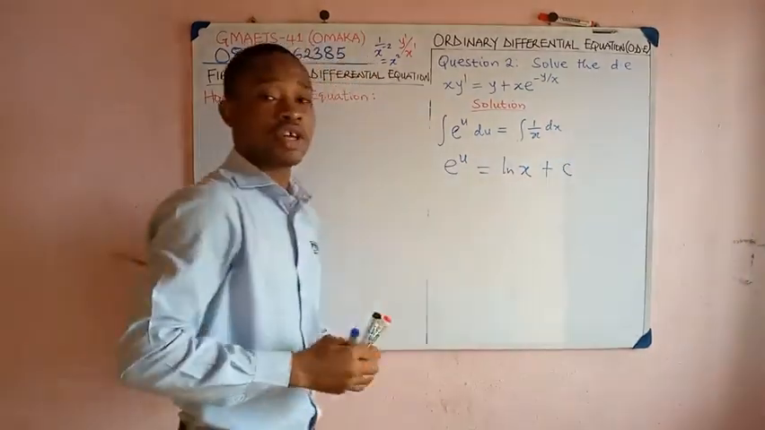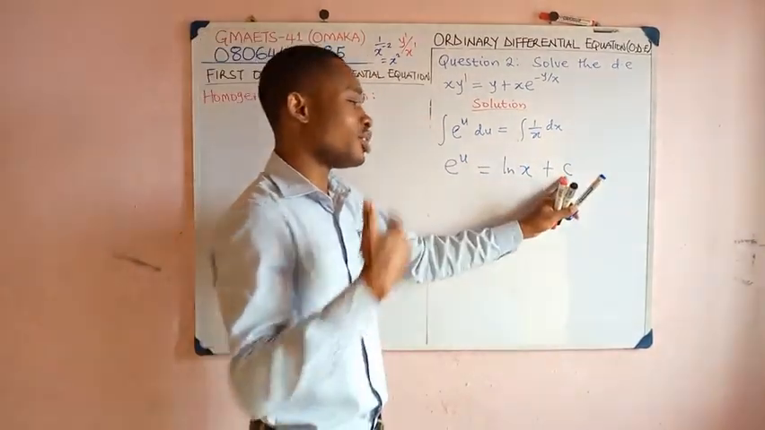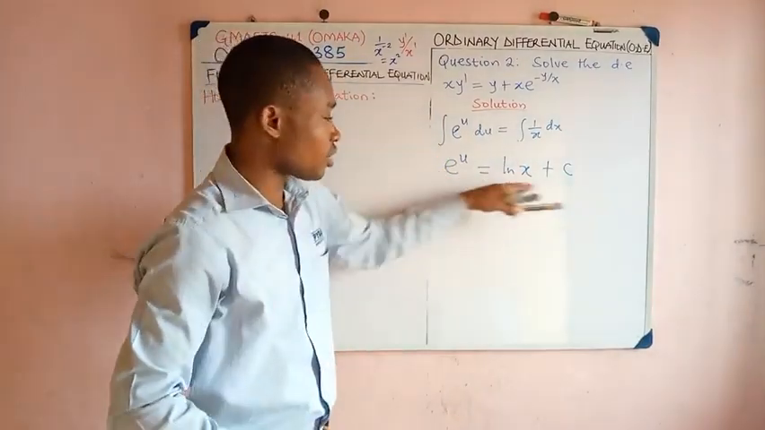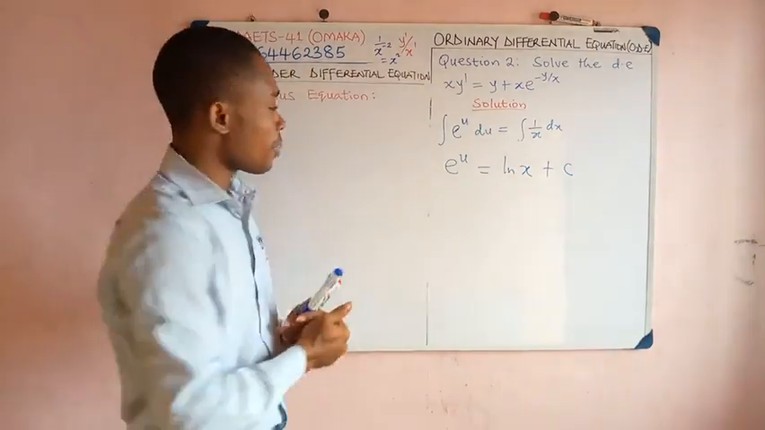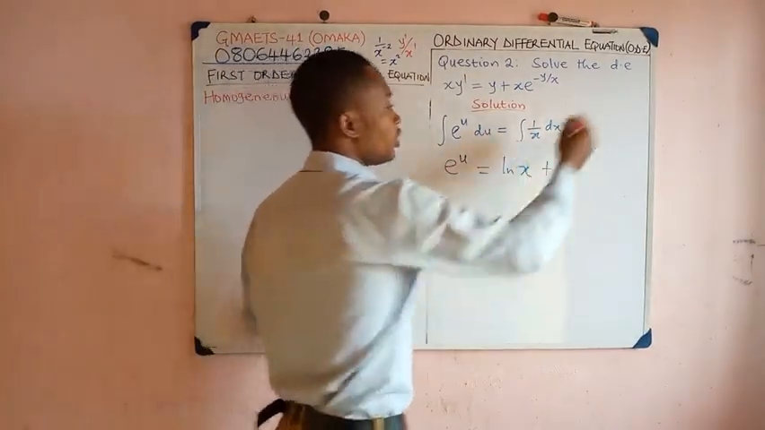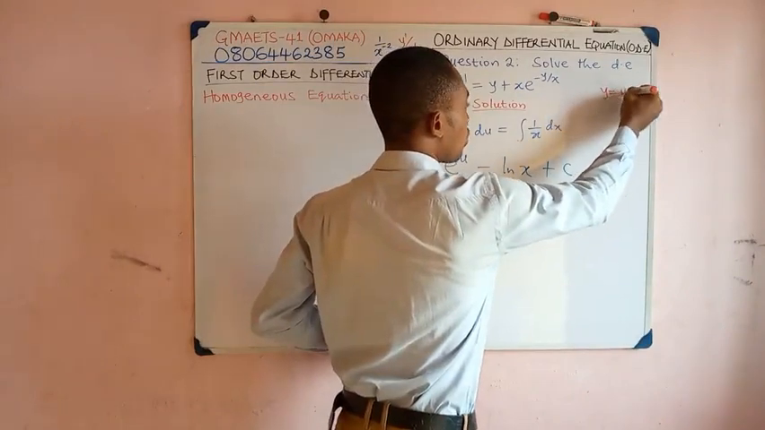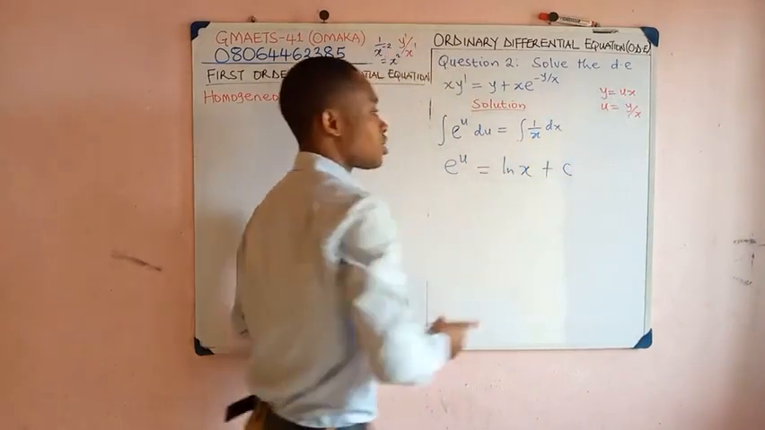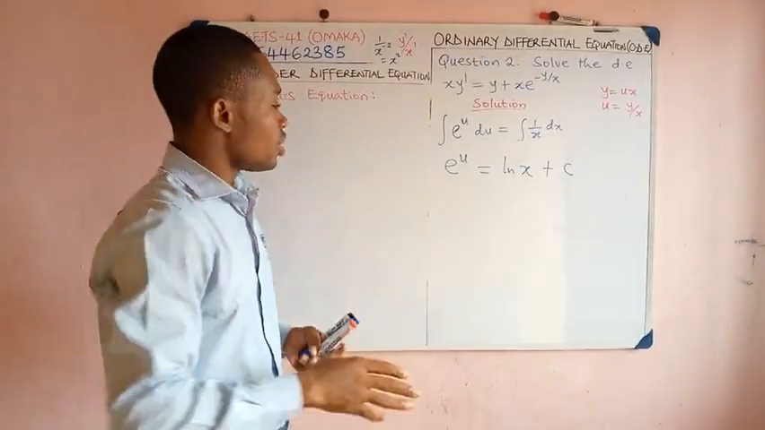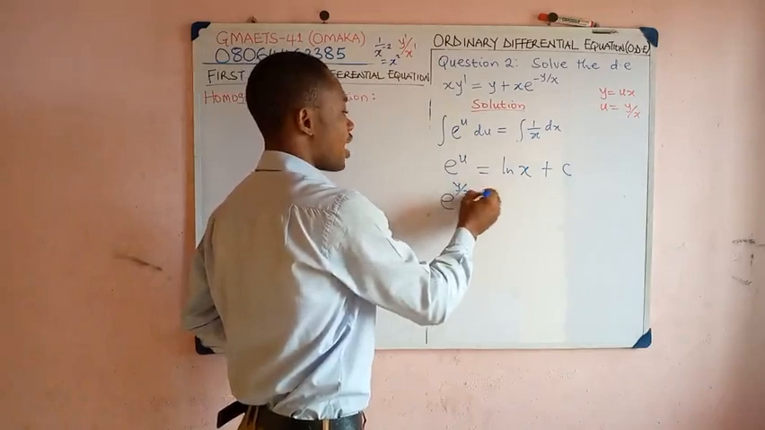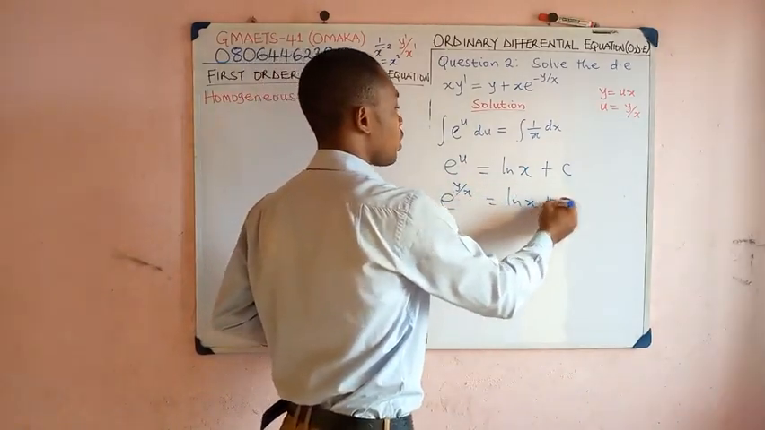C, the constant of integration. Take note that I did not introduce ln c to that constant, because not all the terms here are bearing ln. And at this point, you know that we have to substitute for u. Recall that the transformation we use is y equal to ux, so that u is equal to y over what? x. Does that make sense? So let us now substitute, and then we have e^(y/x) equal to ln x plus c.